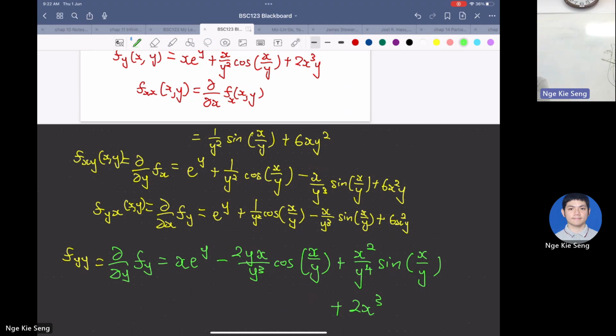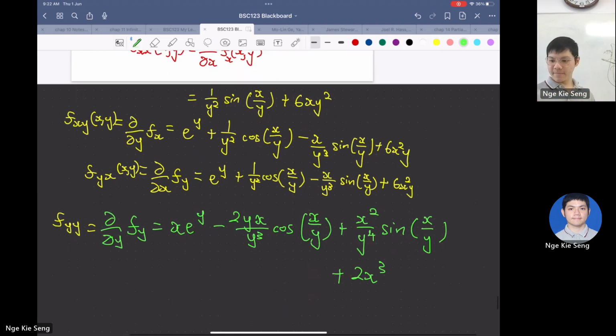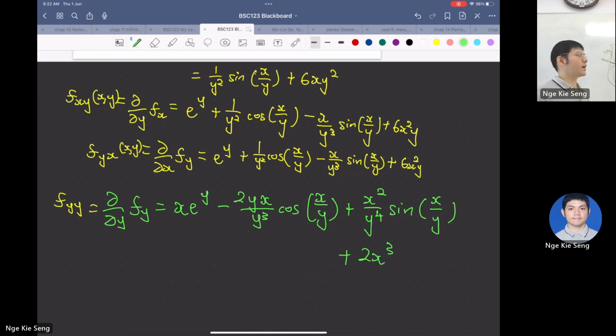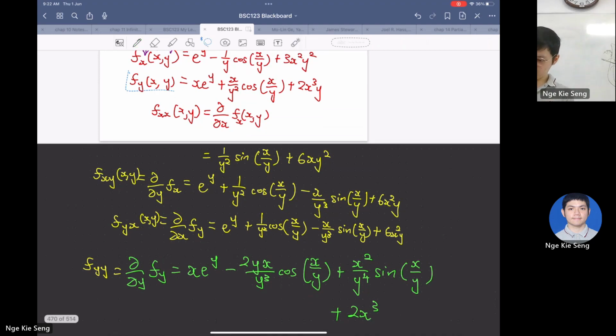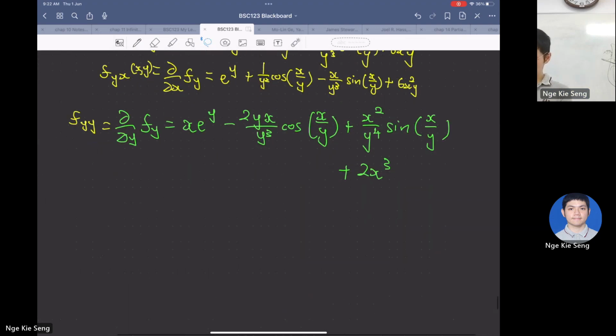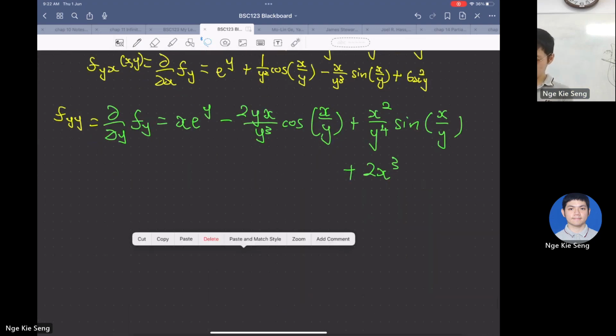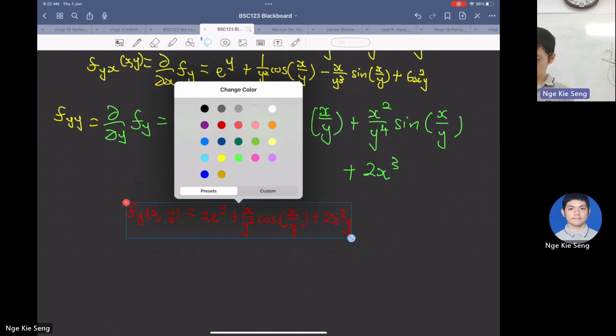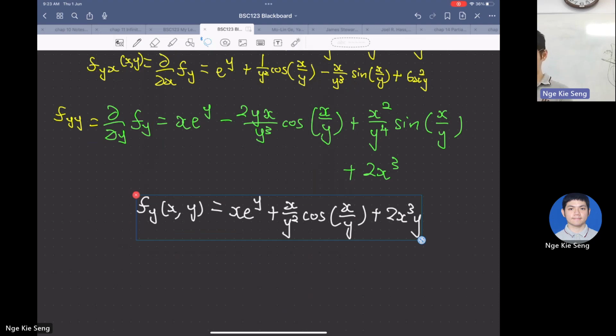Okay, do you get this? You get this? Yes. Same or not? Is it same? Let me check. Color white. Okay, so you think this one is wrong?